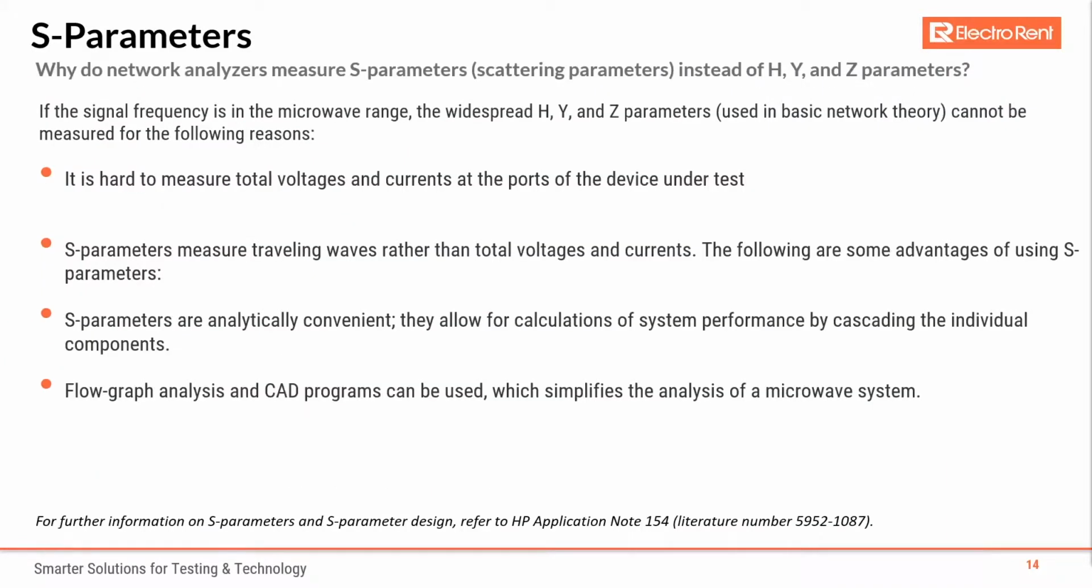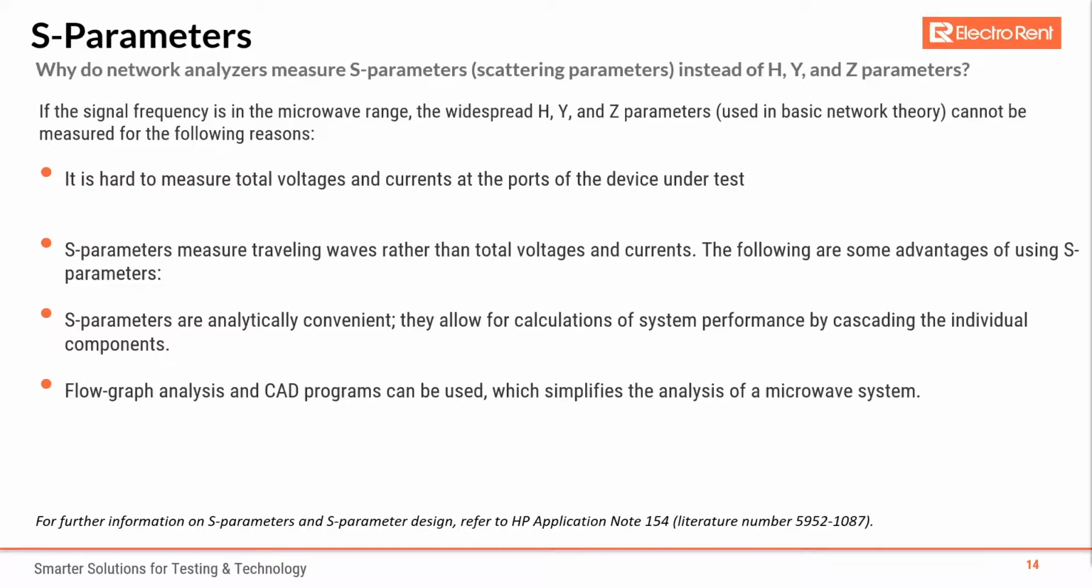So why do network analyzers measure S parameters instead of H, Y, or Z parameters? If the signal frequency is in the microwave range, the widespread H, Y, Z parameters, which are used in basic network theory, cannot be measured for the following reasons. Usually it's hard to measure total voltages and currents at the ports of the device under test. S parameters measure traveling waves rather than total voltages and currents. Active devices may also become unstable, oscillate or self-destruct with short or open circuits.